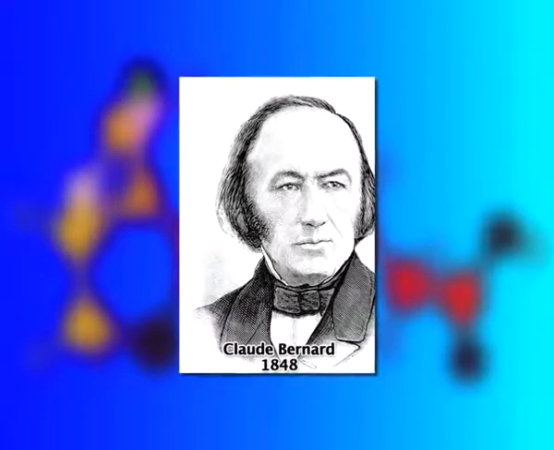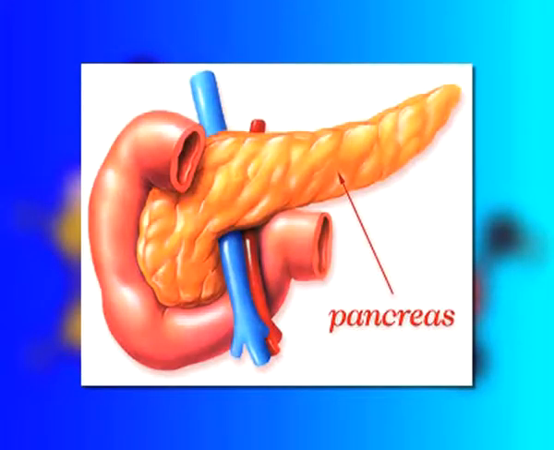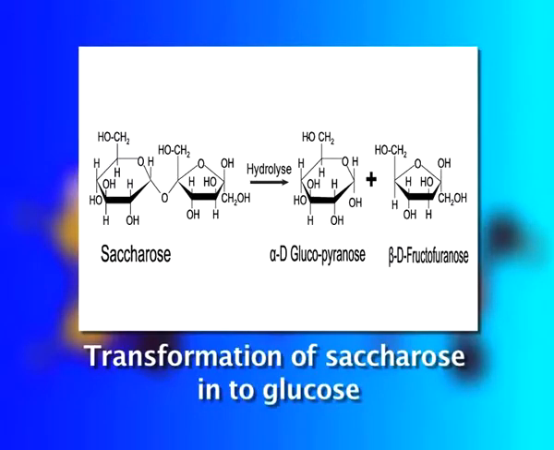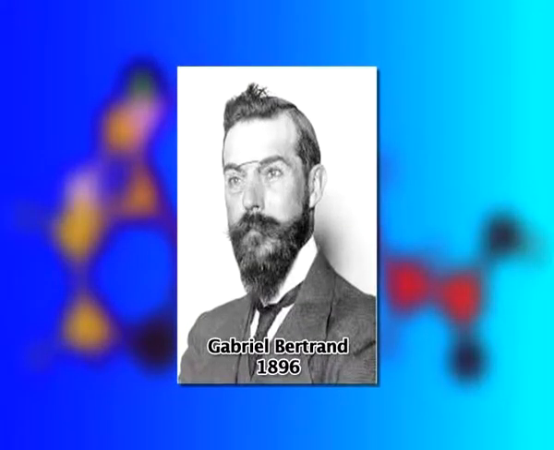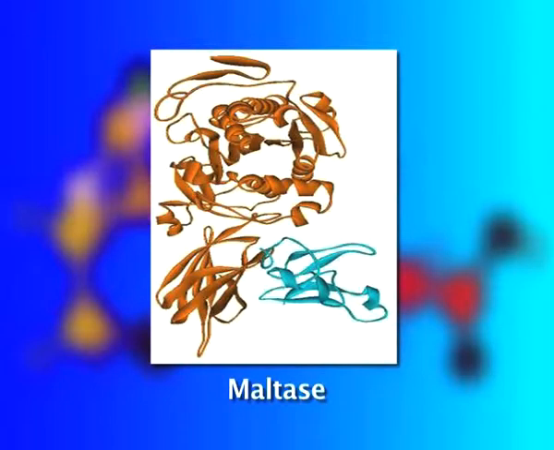Claude Bernard in 1848 discovered the role of pancreatic juices and described the action of pancreatin, an albuminous substance. In 1864, Béchamp observed that the enzyme zymase is involved in the transformation of saccharose into glucose. Raphael Dubois in 1886 discovered luciferase, the enzyme responsible for bioluminescence. Later in 1896, several oxidative enzymes were discovered by Gabriel Bertrand. He introduced the concept of cofactor. In 1897, Hill discovered that maltase catalyzes a reversible reaction.